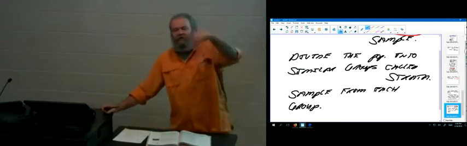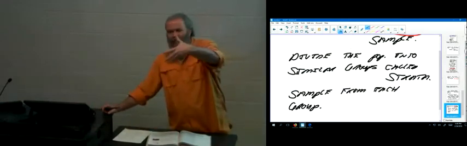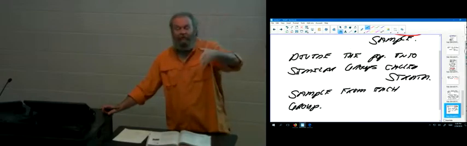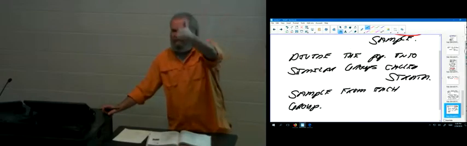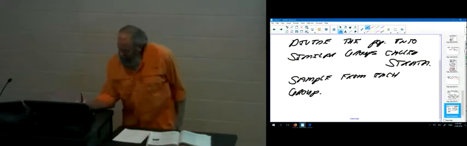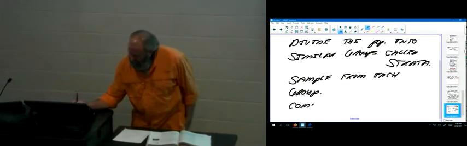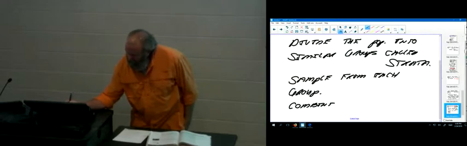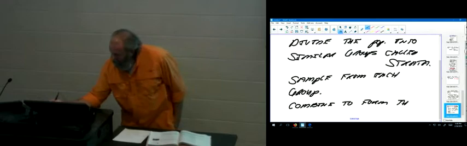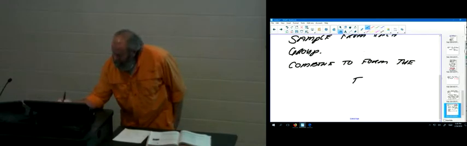So you got these groups. Maybe you divided the population up into 2 groups, 3 groups, whatever it is, and you're going to sample within each group. What that means is you're going to choose an SRS in this group, an SRS in this one, and then you're going to combine them to form the full sample.